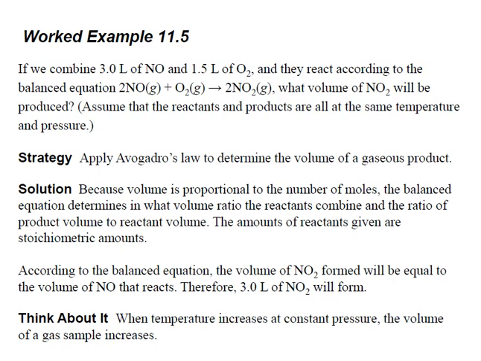So continue on here. We're going to do 11.5. If we combine 3 liters of nitrogen monoxide and 1.5 liters of molecular oxygen, and they react according to the balanced equation, and this is balanced for us, stating that 2 moles of nitrogen monoxide gas and 1 mole of molecular oxygen gas react to form 2 moles of nitrogen dioxide gas. What volume of nitrogen dioxide will be produced?